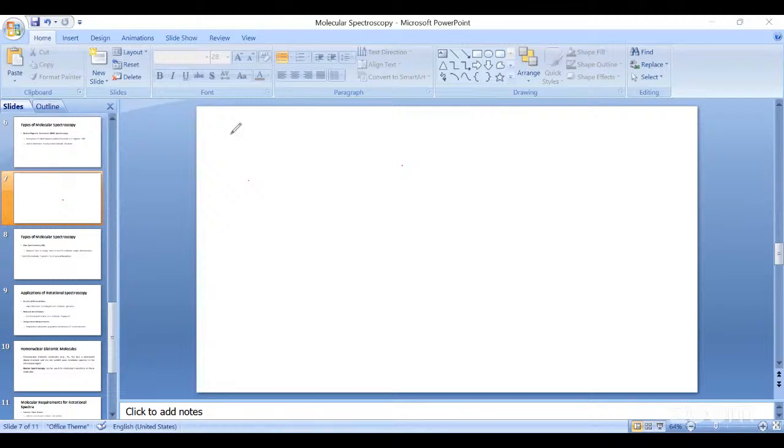So what is rotational spectroscopy? We are going to study in depth rotational spectroscopy, otherwise called pure rotational spectra. We are going to study the pure rotational spectra here.